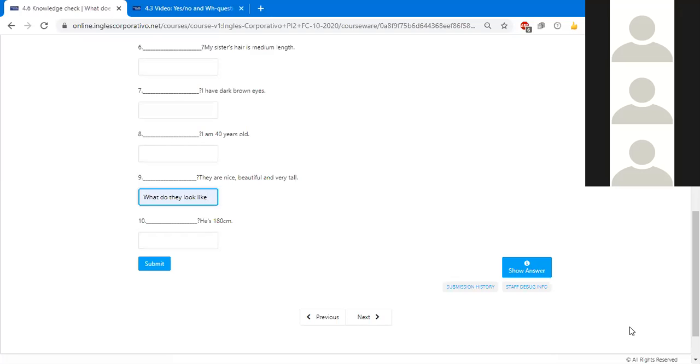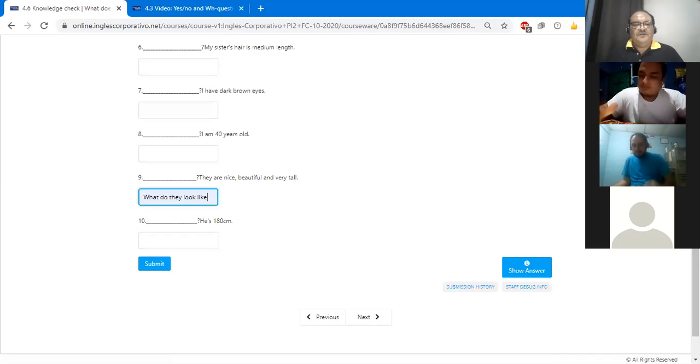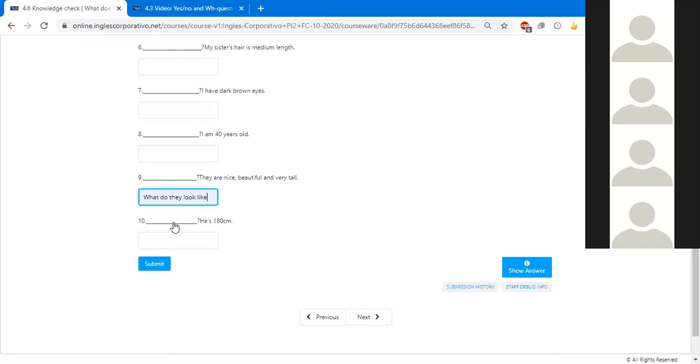Maria? Yes, Mary. Hello. What is the question in number 10? Lo siento, acabo de ingresar. It's okay, no problem. Anybody can help? Anybody? How tall? How tall is he? Thanks. Okay, this is how tall is he? He is 180 centimeters, or 1 meter and 80 centimeters.